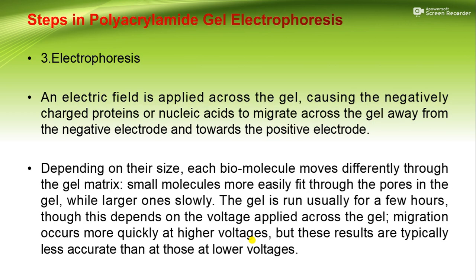3. Electrophoresis. An electric field is applied across the gel, causing the negatively charged proteins or nucleic acids to migrate across the gel away from the negative electrode and towards the positive electrode. Depending on their size, each biomolecule moves differently through the gel matrix. Small molecules more easily fit through the pores in the gel, while larger ones move slowly. The gel is run usually for a few hours, though this depends on the voltage applied across the gel. Migration occurs more quickly at higher voltages, but these results are typically less accurate than those at lower voltages.